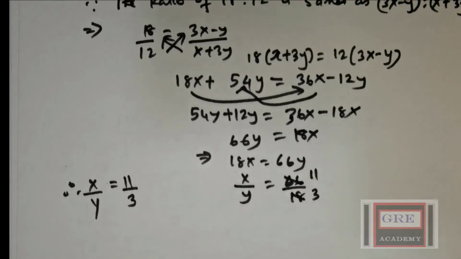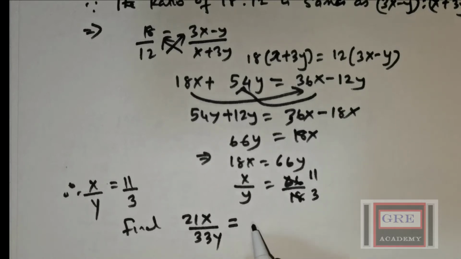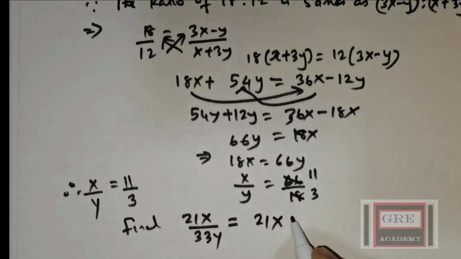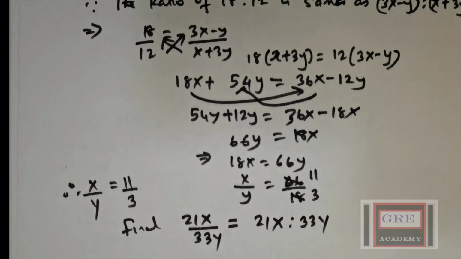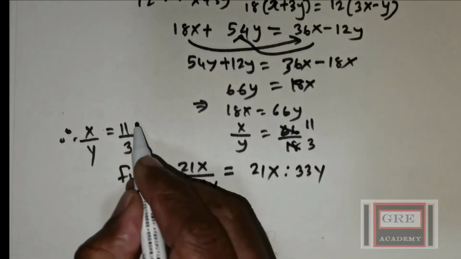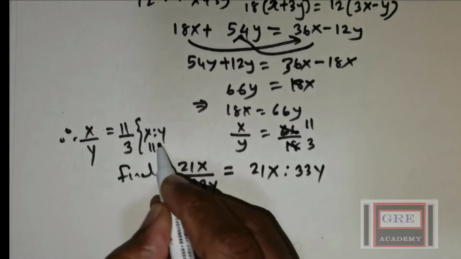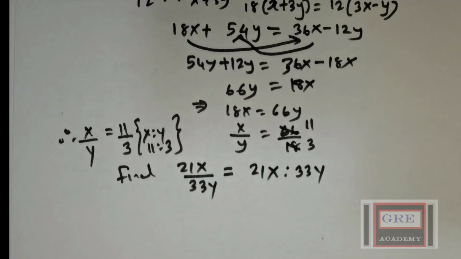Now after you have got this, you are expected to find what happens for 21x by 33y. So this is what you are expected to find. Now this is actually 21x is to 33y. This is the meaning of this. So clearly from here, the meaning is x is to y is actually 11 is to 3. So this is the inference that we need to know.